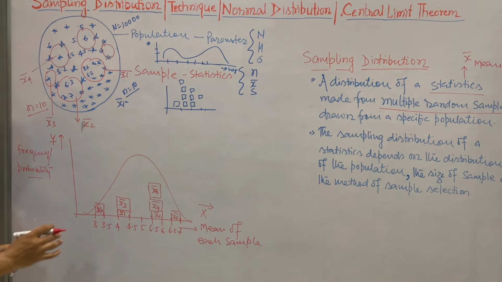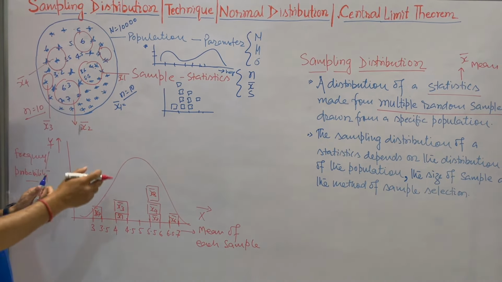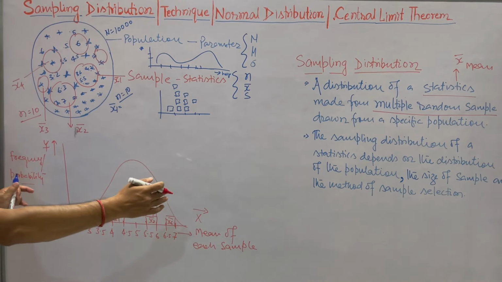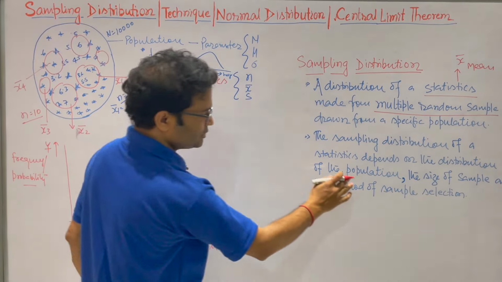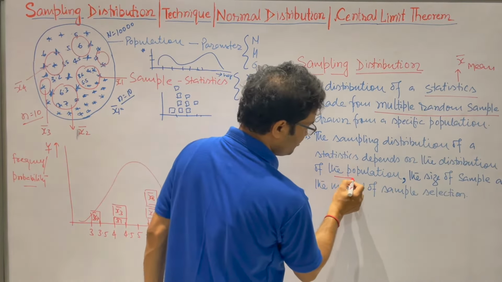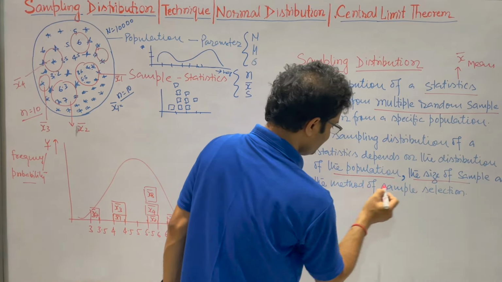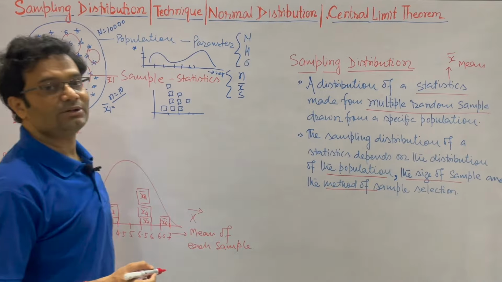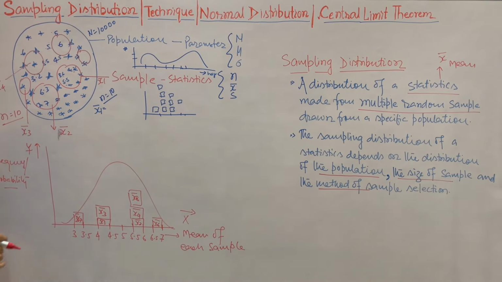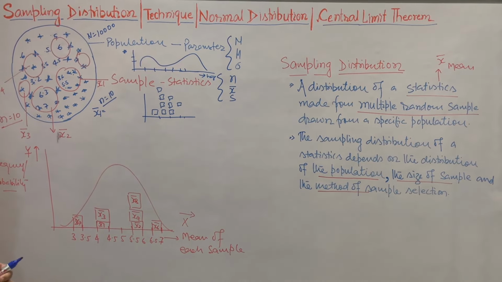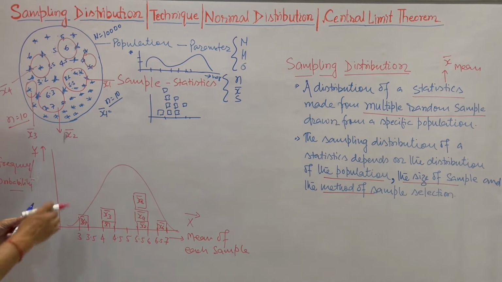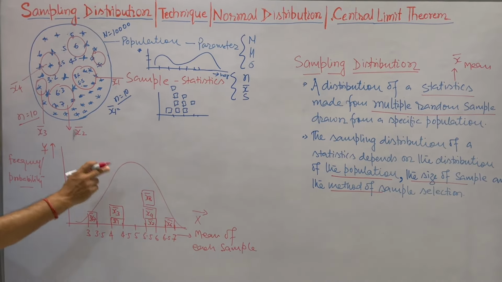And obviously if you take different samples, your distribution will be different, right? The distribution depends upon which kind of population you are taking the sample from, what the size of the sample is, and by which method you have taken the sample. We have already seen that we have different kinds of methods by which you can take the sample. So this is called the sampling distribution.